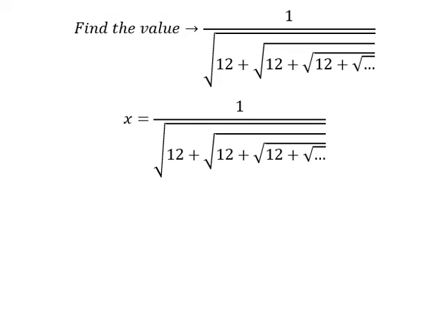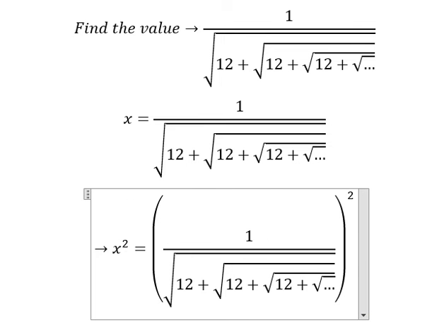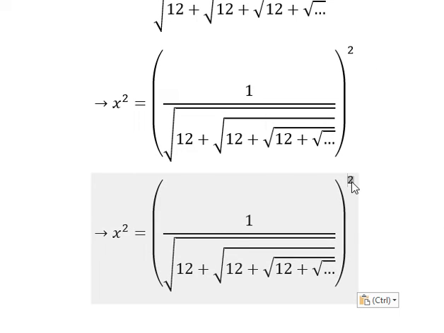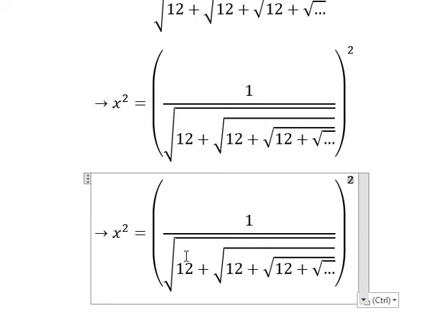Later, we square both sides. So the power of 2 and the square root will cancel, and now we have it like this.